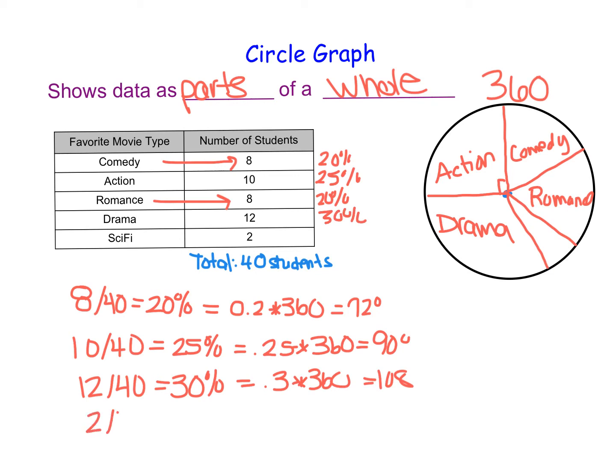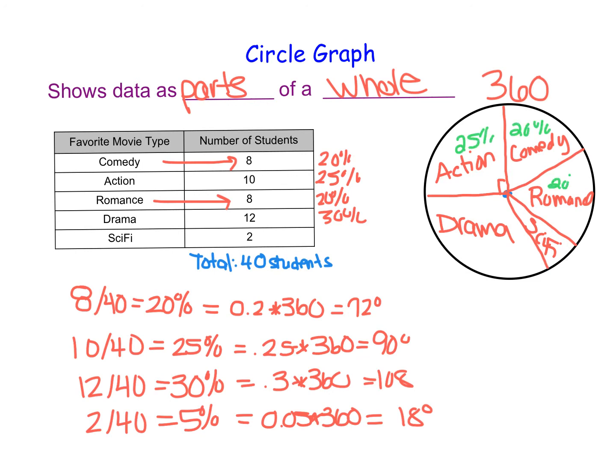And then finally, 2 divided by 40 gives me the little 5% that I have left. And if I take 0.05 times the 360 degrees that I have, I find that this takes up about 18 degrees. So it's a pretty small portion. This is our sci-fi. So we have all different percentages here. If you want to label your percentages, you can do that. So this was 25%, 20%, 20%, 30%, and 5%. But this is just a very visual way to represent this so you can see how the data breaks down and how many in each category you had.